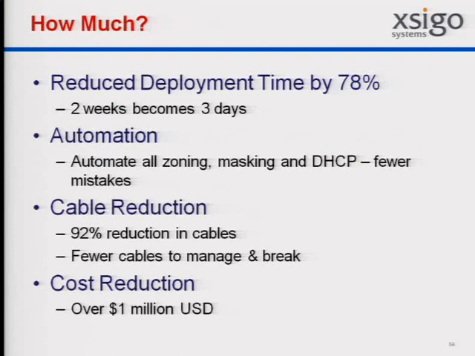When I deployed this, my boss said, "How much are you going to save?" Because that's really all he cares about, right? So the short version is 78% reduction in deployment time, 2 weeks to 3 days. By automating all the zoning and masking and not trying to collect those values manually, you eliminate a lot of mistakes. We get that great cable reduction. We save $1 million. Who doesn't like saving $1 million?